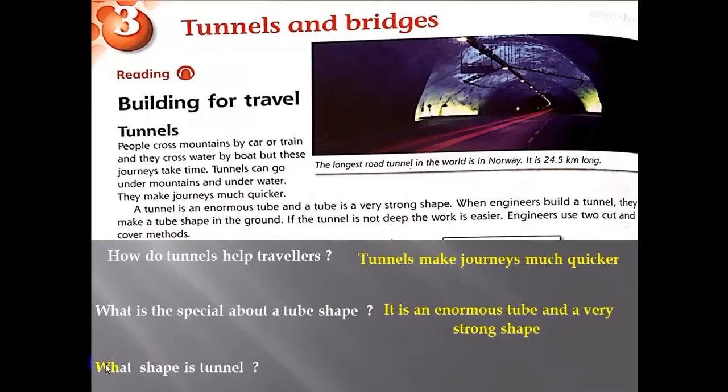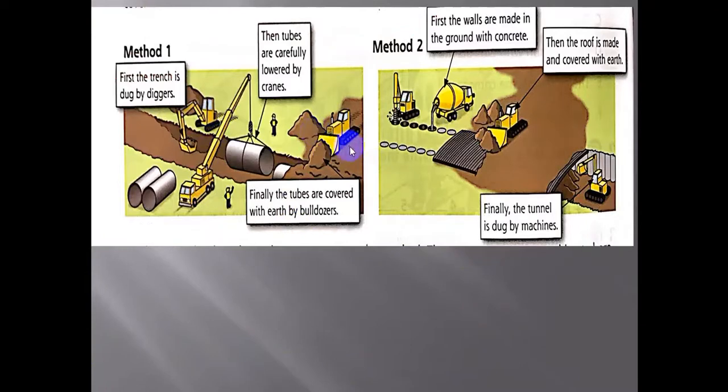Question number 3. What shape is a tunnel? A tunnel is an enormous tube, and a tube is a very strong shape. Okay? Now, here we have method number 1 and here we have method number 2. Look at these pictures. If the tunnel is not deep, the work is easier. Okay? We have 2 methods here.